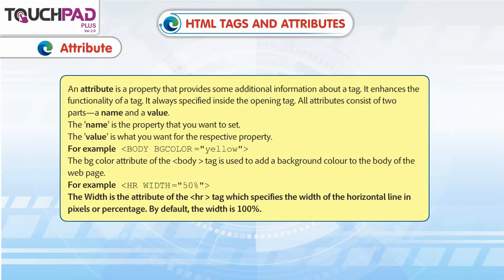For example, the BGCOLOR attribute of the body tag is used to add a background color to the body of the web page. For example, width is the attribute of the HR tag, which specifies the width of the horizontal line in pixels or percentage. By default, the width is 100%.